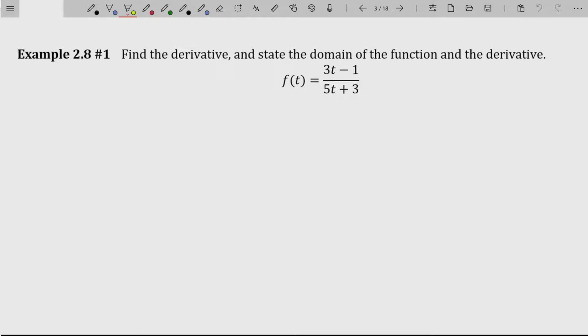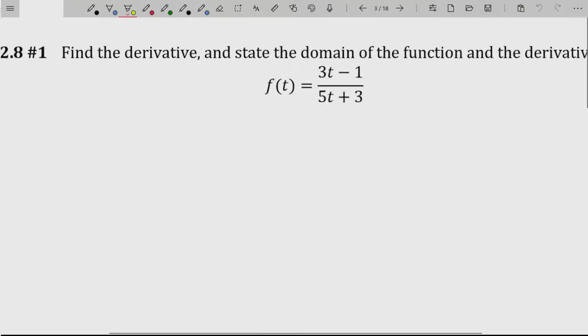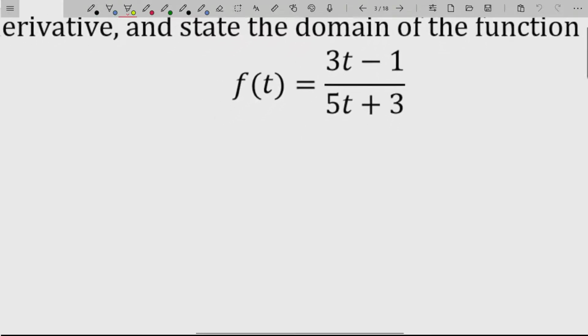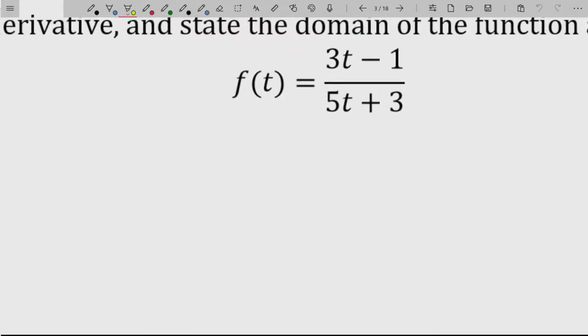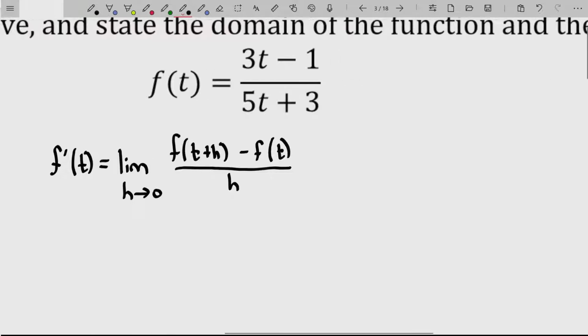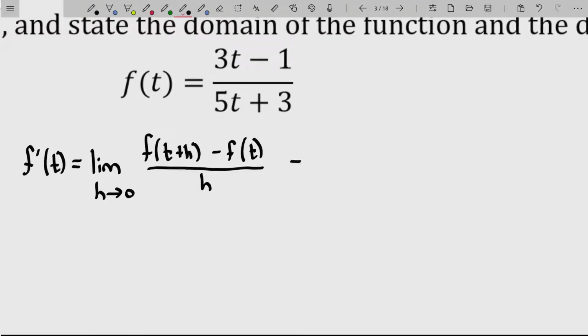So here we're asked to find the derivative and state the domain of the function and the domain of the derivative itself. And the function is given there. It's a rational function, probably one of the more popular styles of functions when you're initially playing with derivatives. So remember, the definition of the derivative as a function is as follows. Notice that I replaced the x's with t's because this is a function of time, not a function of x. So let's go ahead and replace our function values there.